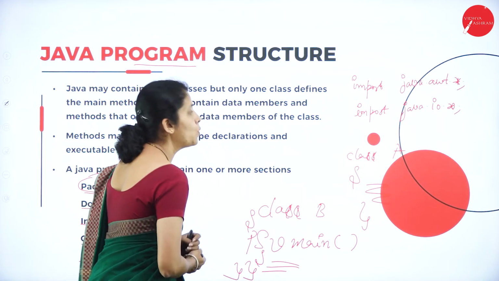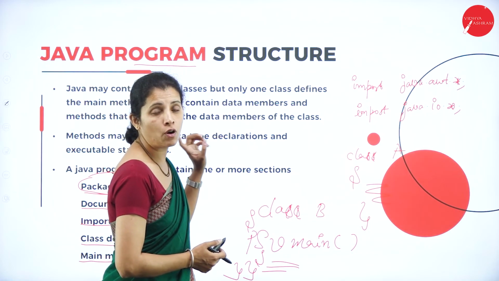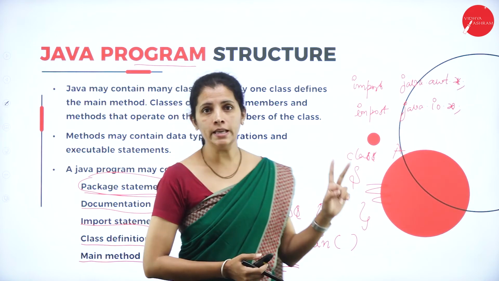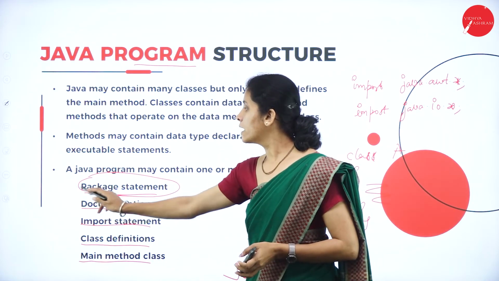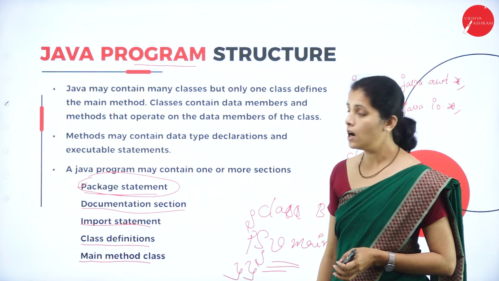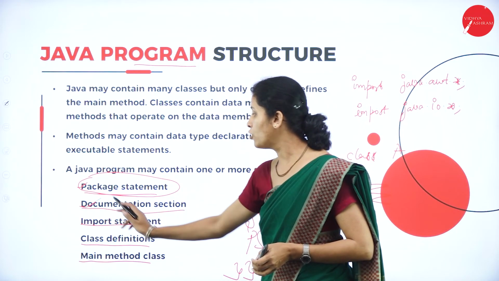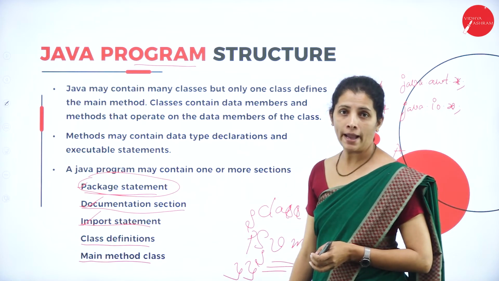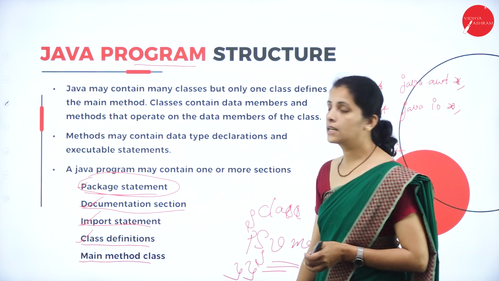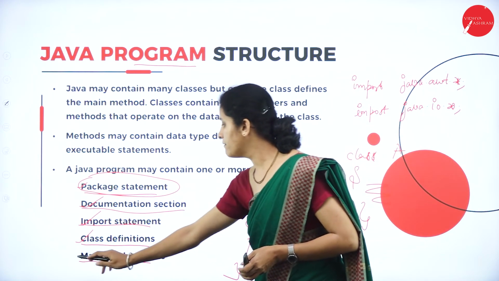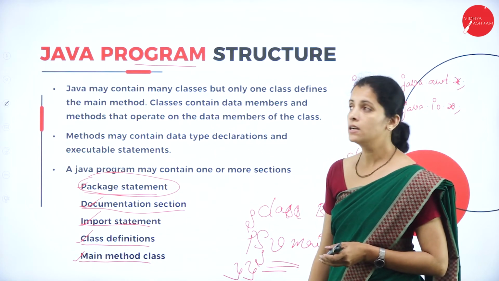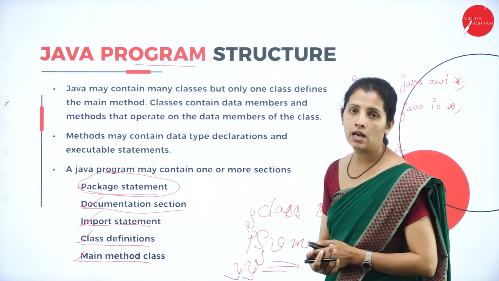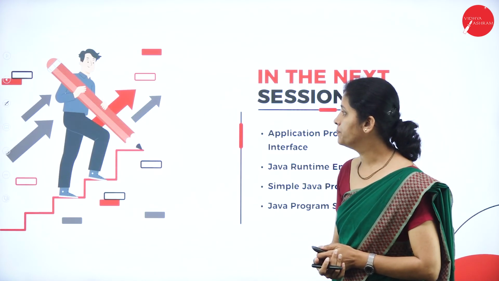Okay, this is the overall structure of a Java program. So at the beginning, I write the package statement. After that, I write the documentation. After that, I import the packages. Then I write the class definition. Then I write the main method classes. So this is all about Java program structure.